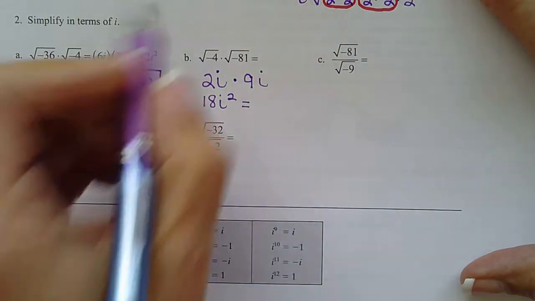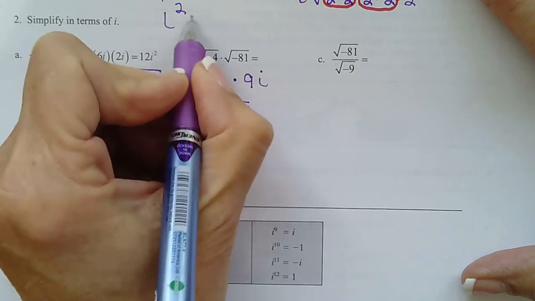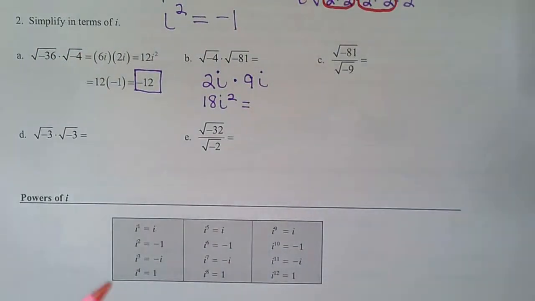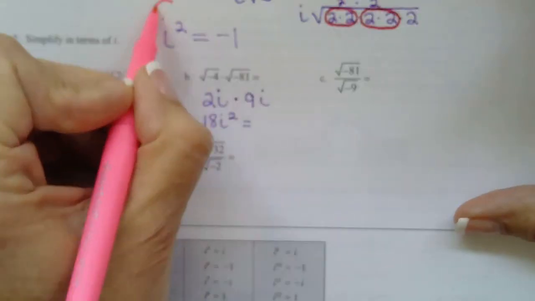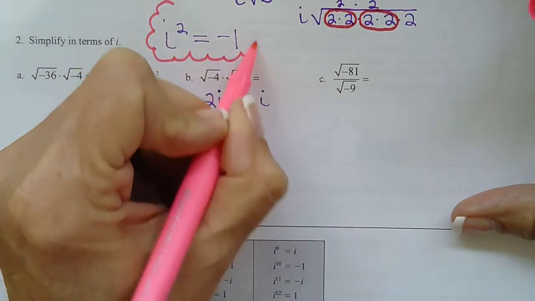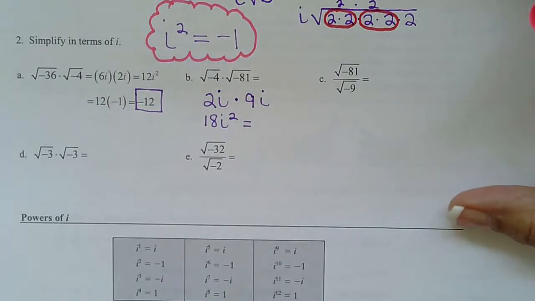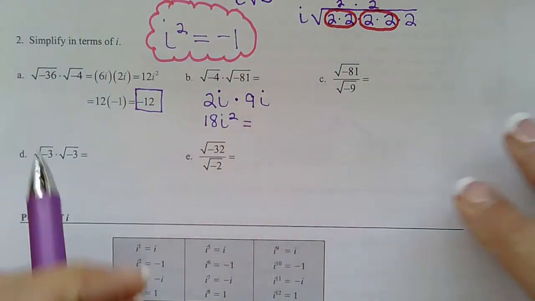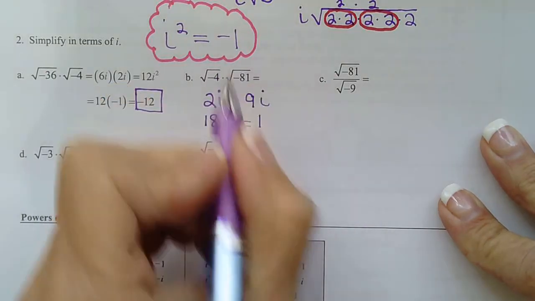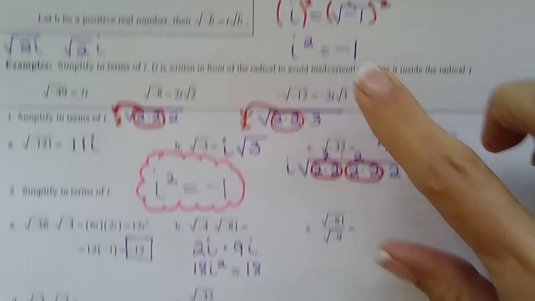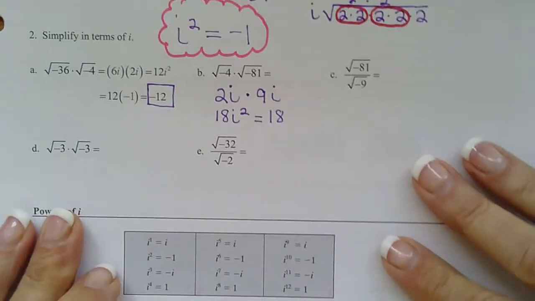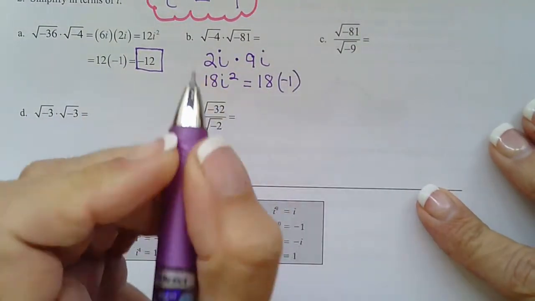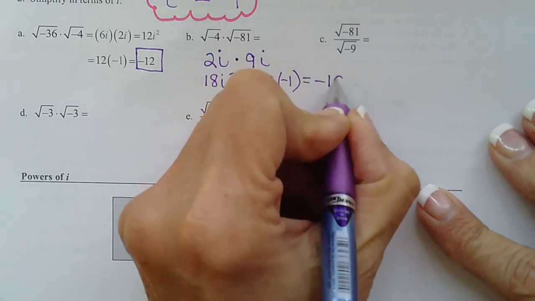And let's write this really big right here. i squared equals negative 1, so I don't have to keep sliding the paper up to the box. So I would just bubble that, highlight it, whatever you have to do so you remember it. So we're not allowed to leave an i squared in an answer. So we replace it with negative 1, which I showed you how we got right here. And that becomes 18 times negative 1. So my final answer would be negative 18.